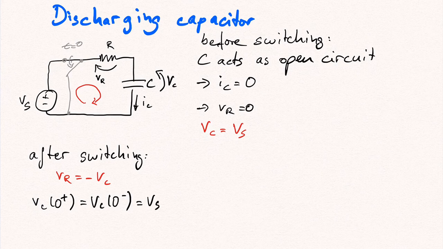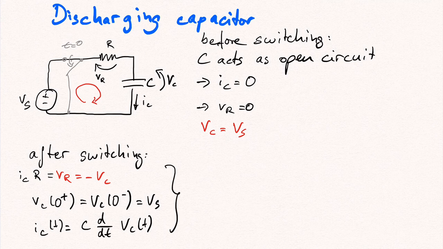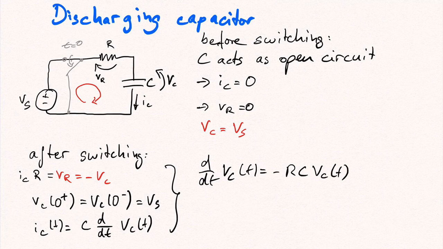We also know the characteristic equation for the capacitor, which is IC is C times the derivative of Vc. Further, from Ohm's law, we know that VR is the same as IC times R. Combining all those equations, we see that the first derivative of Vc is equal to minus 1 over RC times Vc. This is the first order ordinary differential equation for which we know the solution.